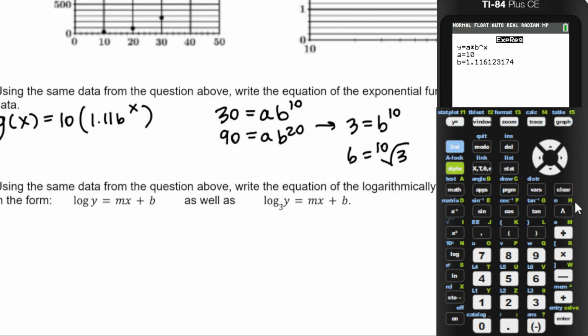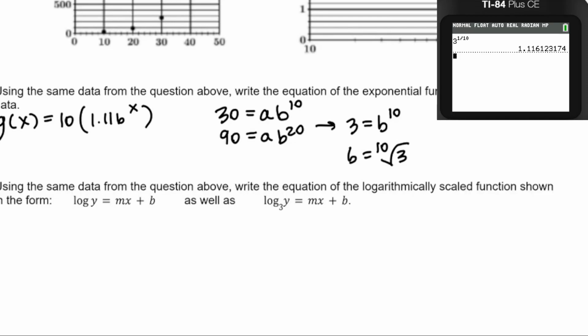Okay, and then I'm going to just verify that with a calculator. I'm going to go over here to the main menu, and I'm going to just take 3 to the power of 1/10, rather than the nth root. I'm sure there's a command for that in the calculator, but that's where we get that 1.116 number. Okay, that's good. I'll get rid of that.